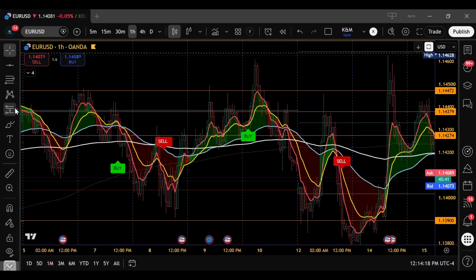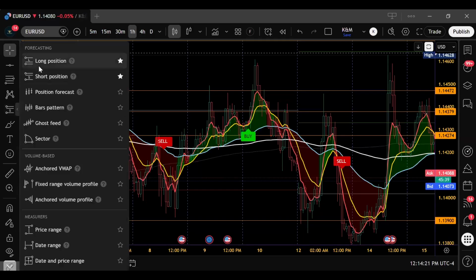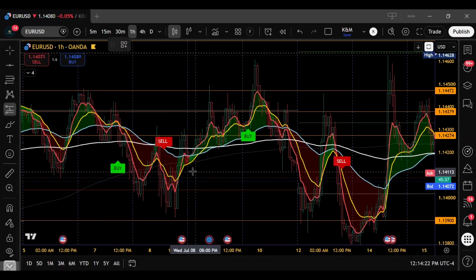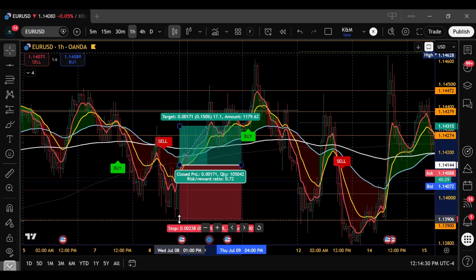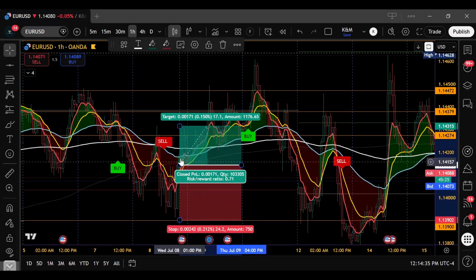Let me show what that looks like, and it never completely hit it. So what we're going to look for is to see if our one-to-one risk to reward hit. We're going to go below the W. We're going to find our one-to-one.